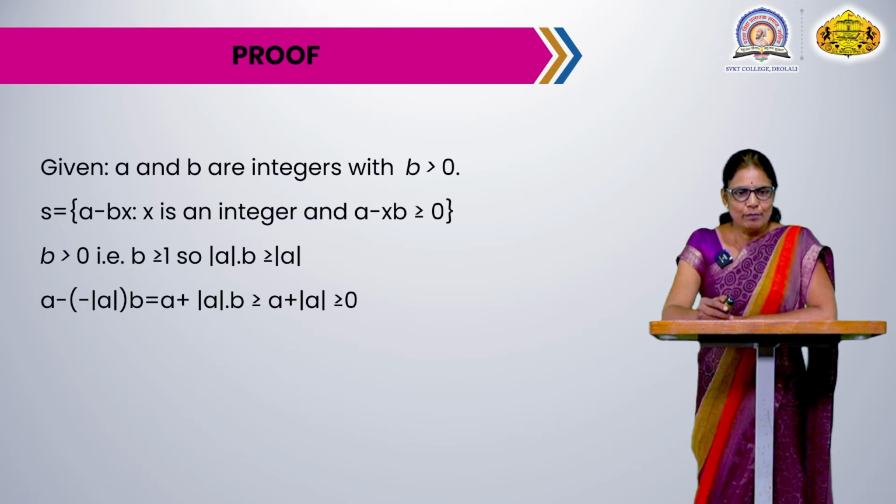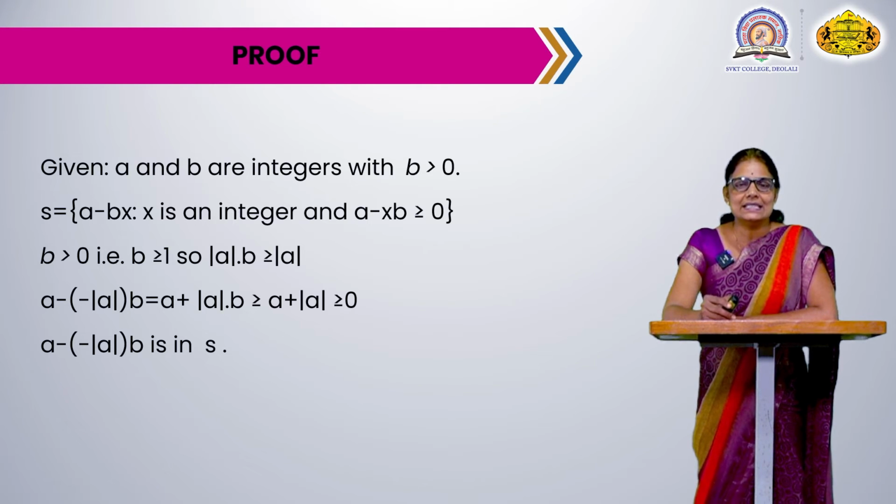So here a minus (minus mod a) into b is greater than or equal to 0. It is an integer and it can be written in the form a minus xb, because here x is equal to minus mod a, which is an integer. So a minus (minus mod a) into b is an element of S.